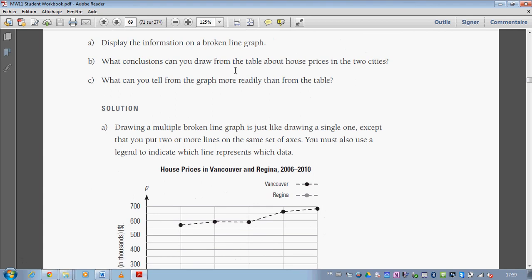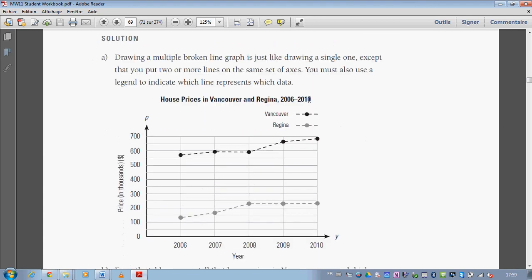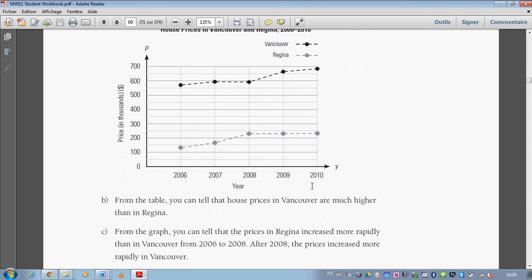What conclusions can you draw from the table about house prices in the two cities? Well, it looks to me like in Regina, from 2006 to 2008, there was a steady increase in house prices, whereas in Vancouver, that pretty much stayed the same. And then from 2008 to 2010, Regina stayed pretty much the same, whereas Vancouver experienced an increase in house prices. So that's kind of what you're aiming for.